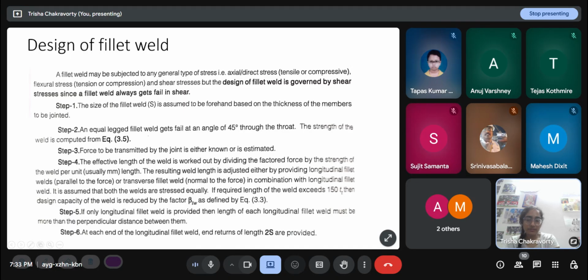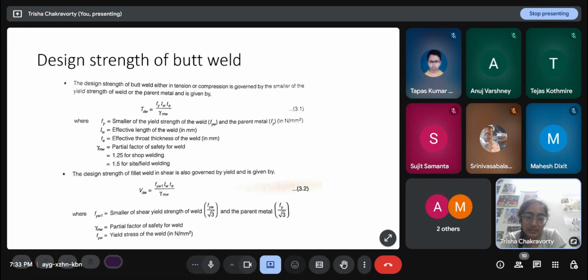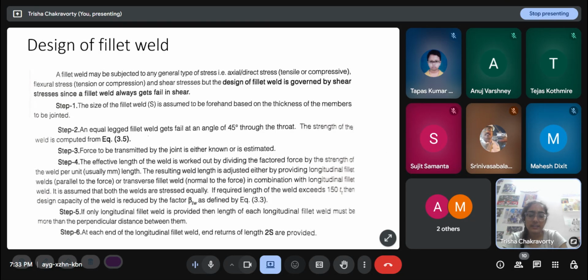The resulting weld length is adjusted either by providing longitudinal fillet welds or transverse fillet weld in combination with longitudinal fillet weld. It is assumed that both welds are stressed equally. If required length of weld exceeds 150 TL, then the design capacity of the weld is reduced by the factor beta. What is this here? Okay, I think it's there in IS 800. I'll see if it's there in any of the examples.